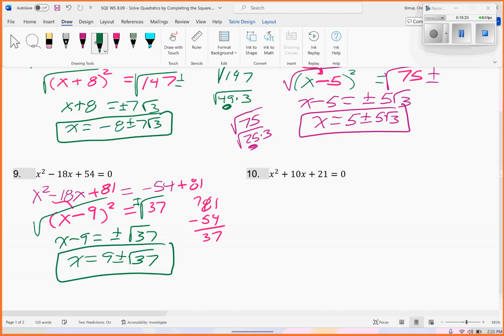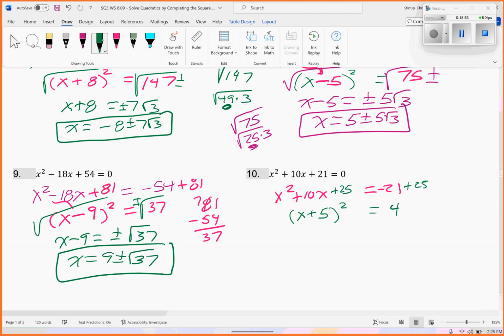All right. Somebody talk to me. First step. Subtract 21. Leave that space. What's my next step? Parentheses. Go beyond. What's the sign? What's the number? Half of 10 is 5. What's 5 squared? Add 25 to that side.